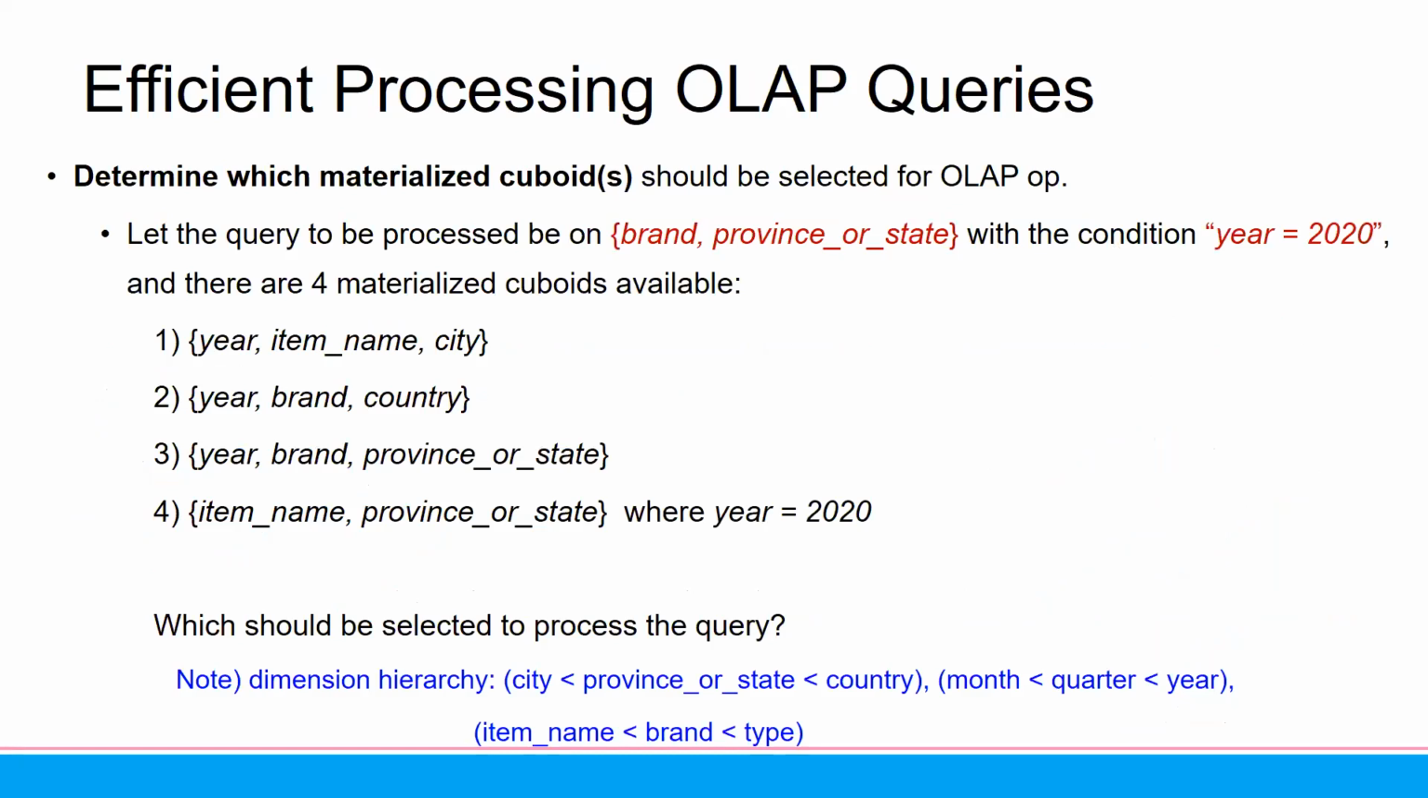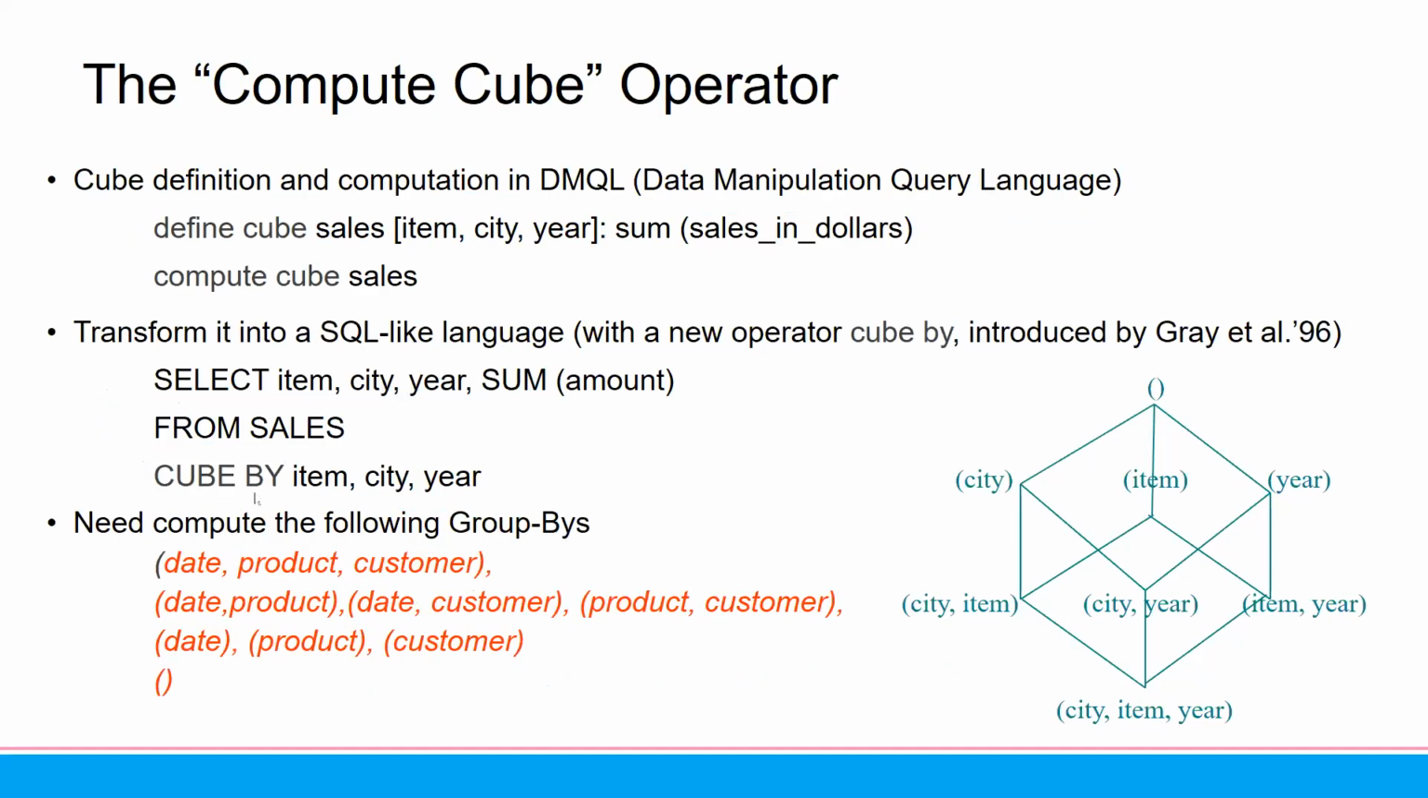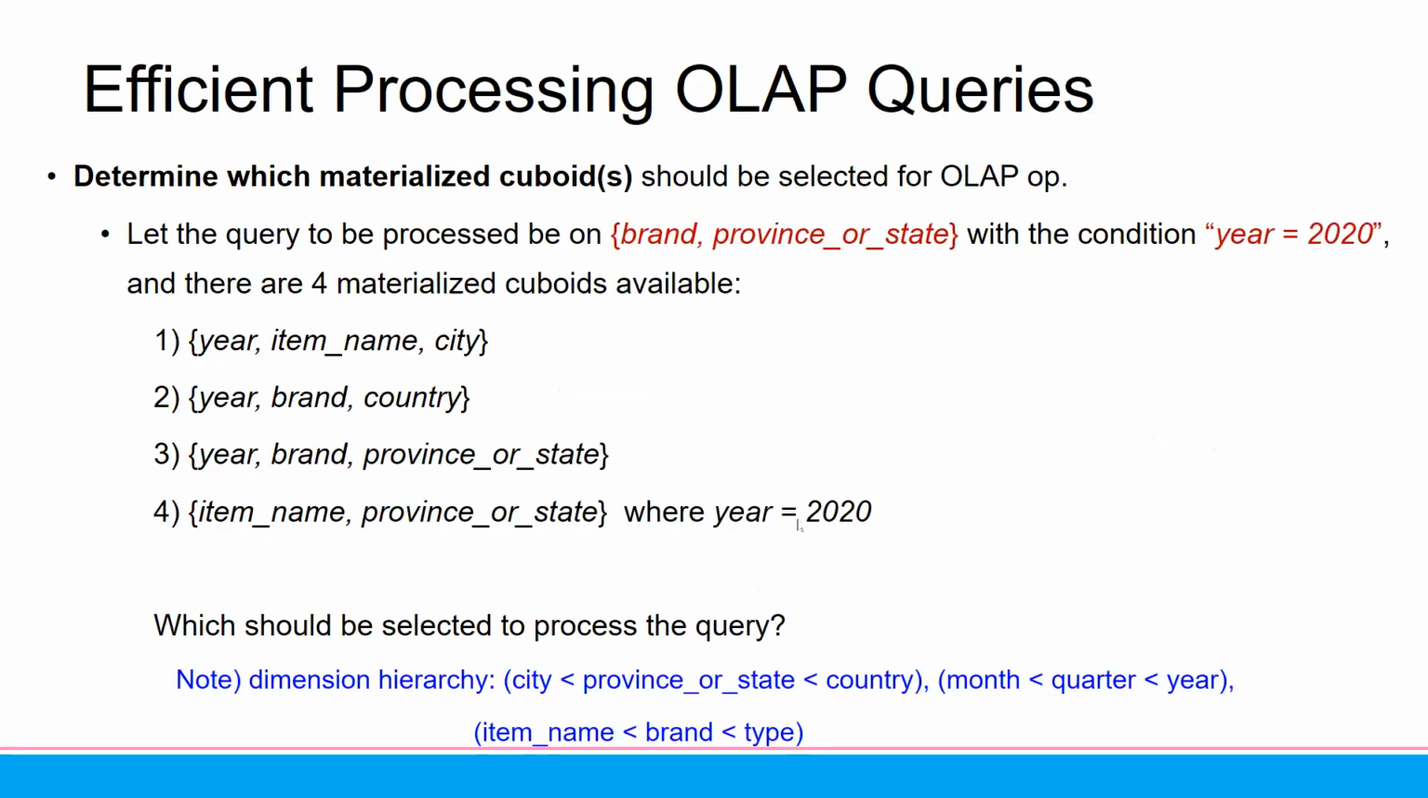In order to make OLAP processing efficient, we need to determine which materialized cuboids should be selected for OLAP. Because if you want to use all those materialized cuboids, that's possible, but all those things are in the OLAP.